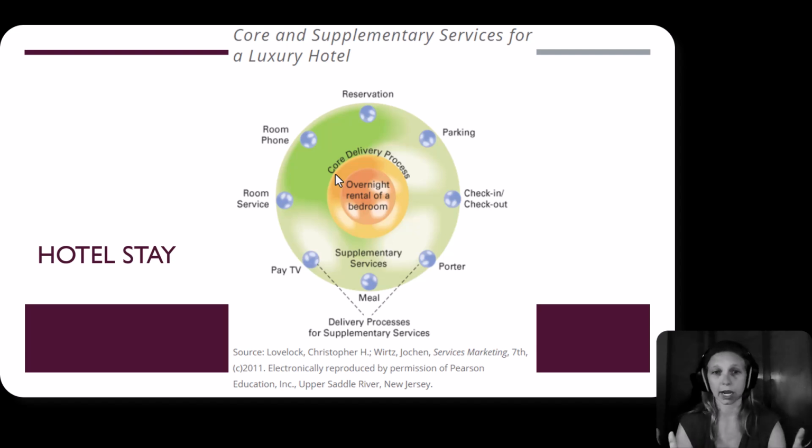And then outside of that, we've got some other things that we might have some expectations. Is there parking at the hotel? What is the check-in, check-out process? Is there a porter or a concierge? Is there a meal included? Does it have Wi-Fi and TV included? Is there room service? Is there a phone? What was the reservation process? So there are things about a hotel stay that are not the need that you're satisfying directly, but we have some expectations about on the outside.